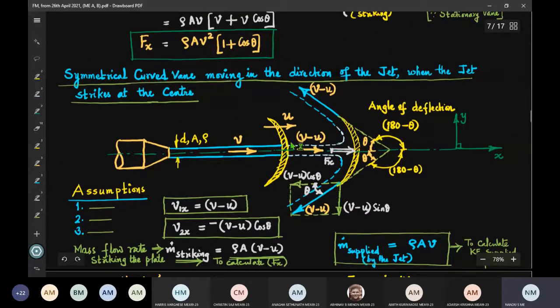When the jet strikes, the vane is moving with the velocity u. So the effective velocity with which the jet strikes, that's very important. That is, that collision or impact takes place at the relative velocity. Since v and u are in the same direction, the relative velocity is v minus u. So the effective velocity with which the jet strikes is v minus u. So V1x means what? The velocity of the impinging jet in the x direction before the impact. So that is v minus u in this case.